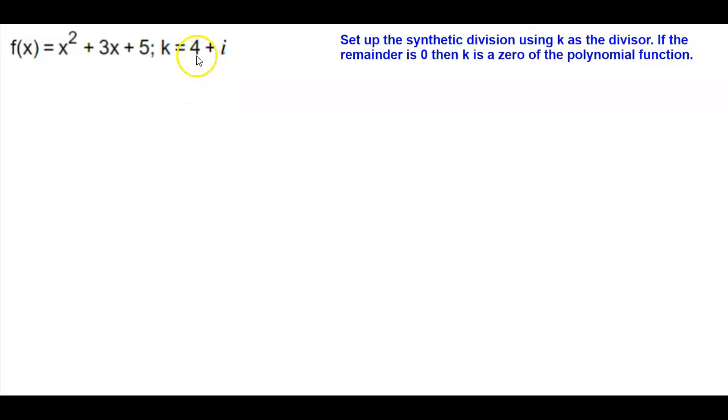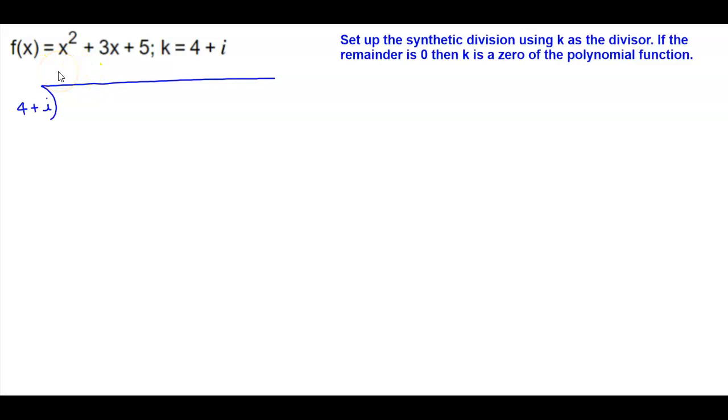Okay, so in our problem, we have to set up the synthetic division using k as a divisor. So we have 4 plus i as the divisor. And then if the remainder is 0, then we know that k, in this case 4 plus i, is a zero of the polynomial function.